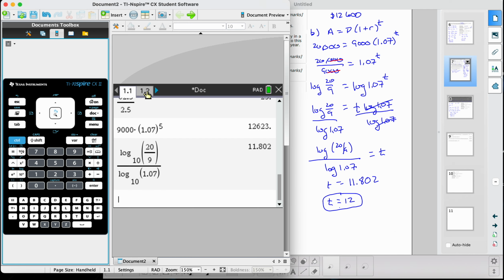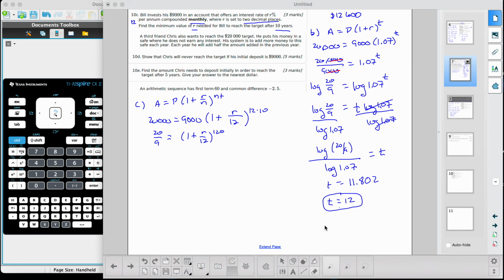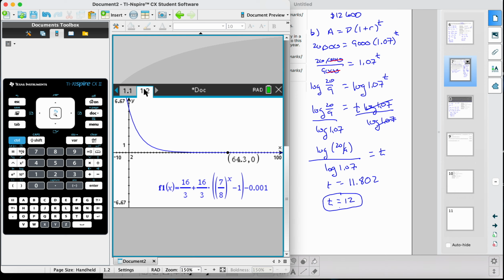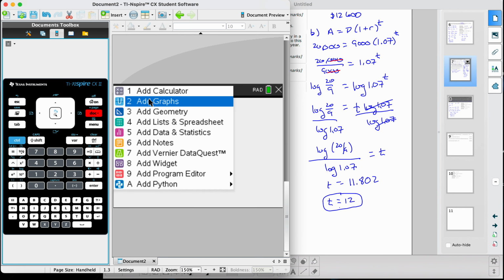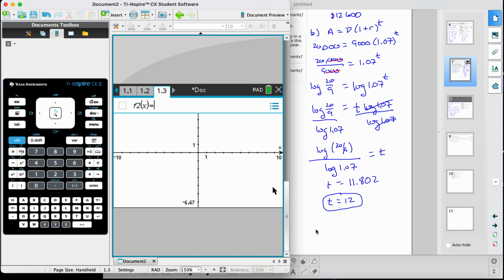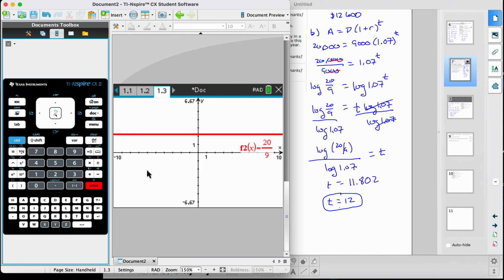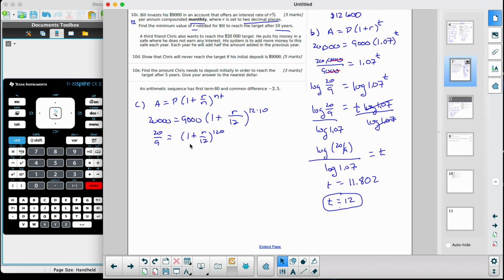All right, so I'm going back to my graphing page. I'm going to get rid of everything. I can do a new graphing page. I'll just add another graph, and off we go. So we are graphing 20 over 9 for one of the functions. There it is. And then this horrific thing: 1 plus x over 12 to the 120th power.